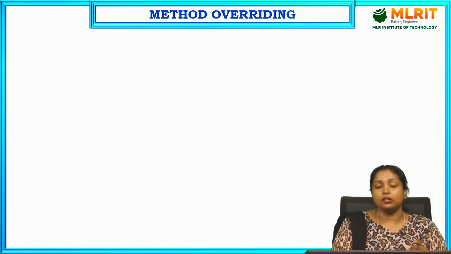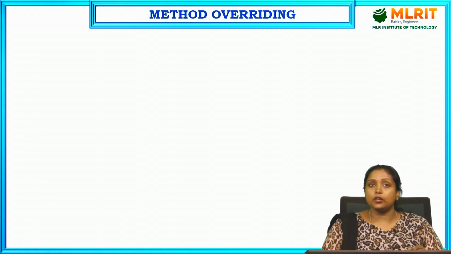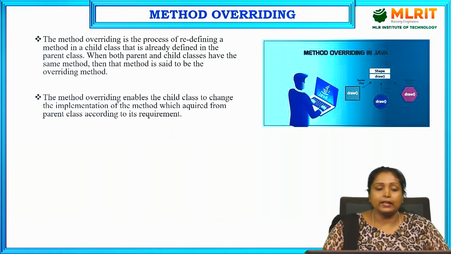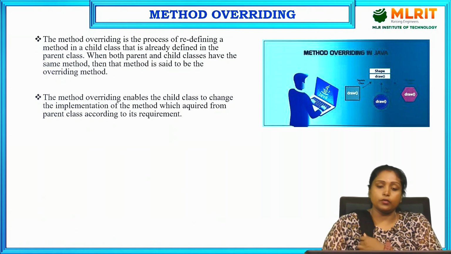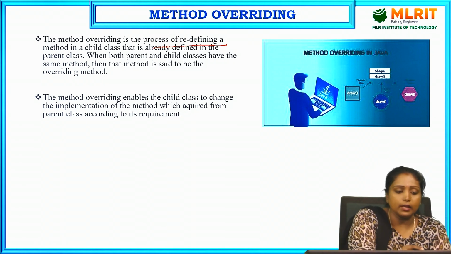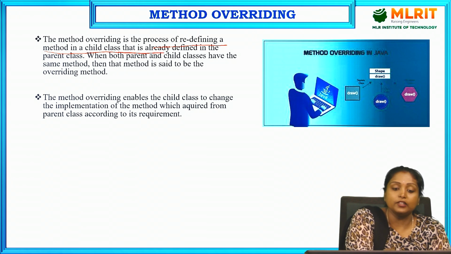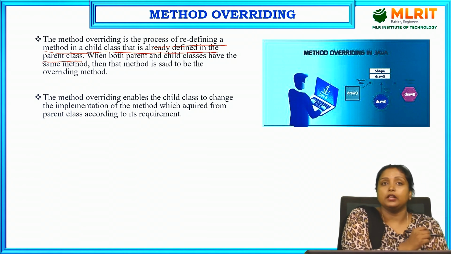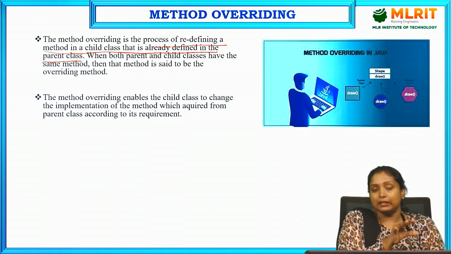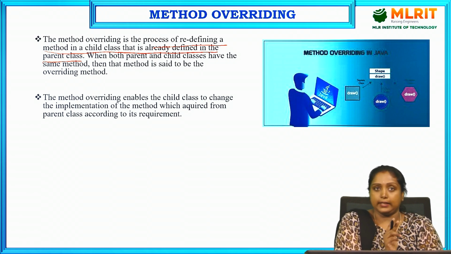In this session, we are going to see method overriding, another form of polymorphism. In order to achieve polymorphism, method overriding is one of the concepts. So what is method overriding? Method overriding is a process of redefining a method in a child class that is already defined in the parent class. In a parent class you are having a method, and the same method you have defined in a child class also. Then the method is said to be overridden.